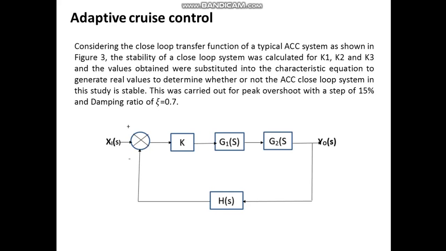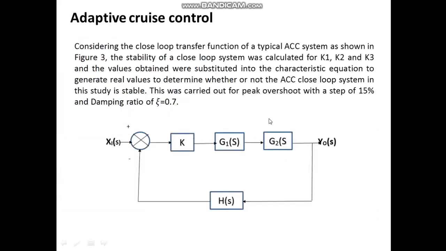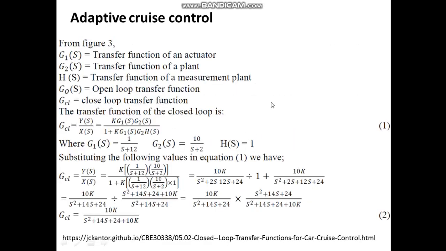using the Routh-Hurwitz criteria. So now you can see here X(s) is considered as input, then capital K, G1(s) and G2(s) are considered to be the blocks which are connected in the forward line, and there is a single feedback H(s) which is connected in the reverse line. Now let us try to understand the meaning of various terms. Here G1(s) is the transfer function of an actuator, G2(s) is the transfer function of a plant, H(s) is the transfer function of the measurement plant, that is the one coming from the sensor.